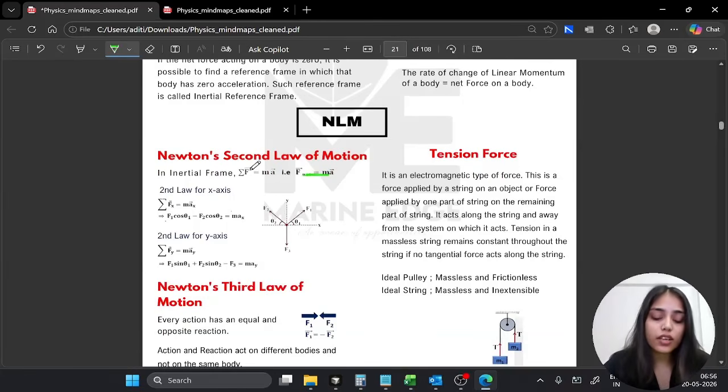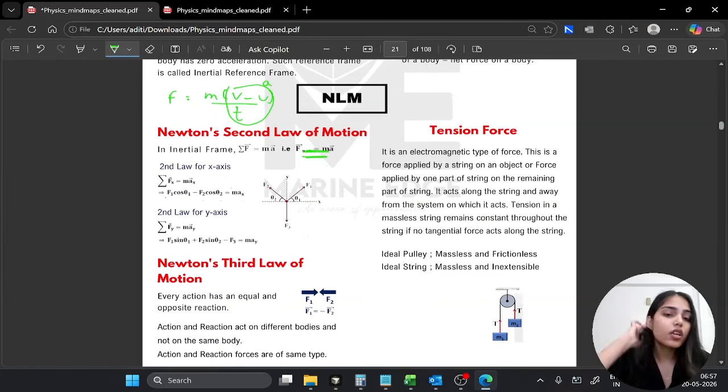In words, the second law states that the rate of change of momentum with respect to time describes force. What is the rate of change of momentum? Mass into the final velocity minus the initial velocity, with respect to time, is equal to the force. Now, final velocity minus initial velocity upon time, can we write it as a? So from here we get the formula F is equal to ma. Let's say we have forces F1, F2 acting together. This total force will be equal to mass into the resultant acceleration.